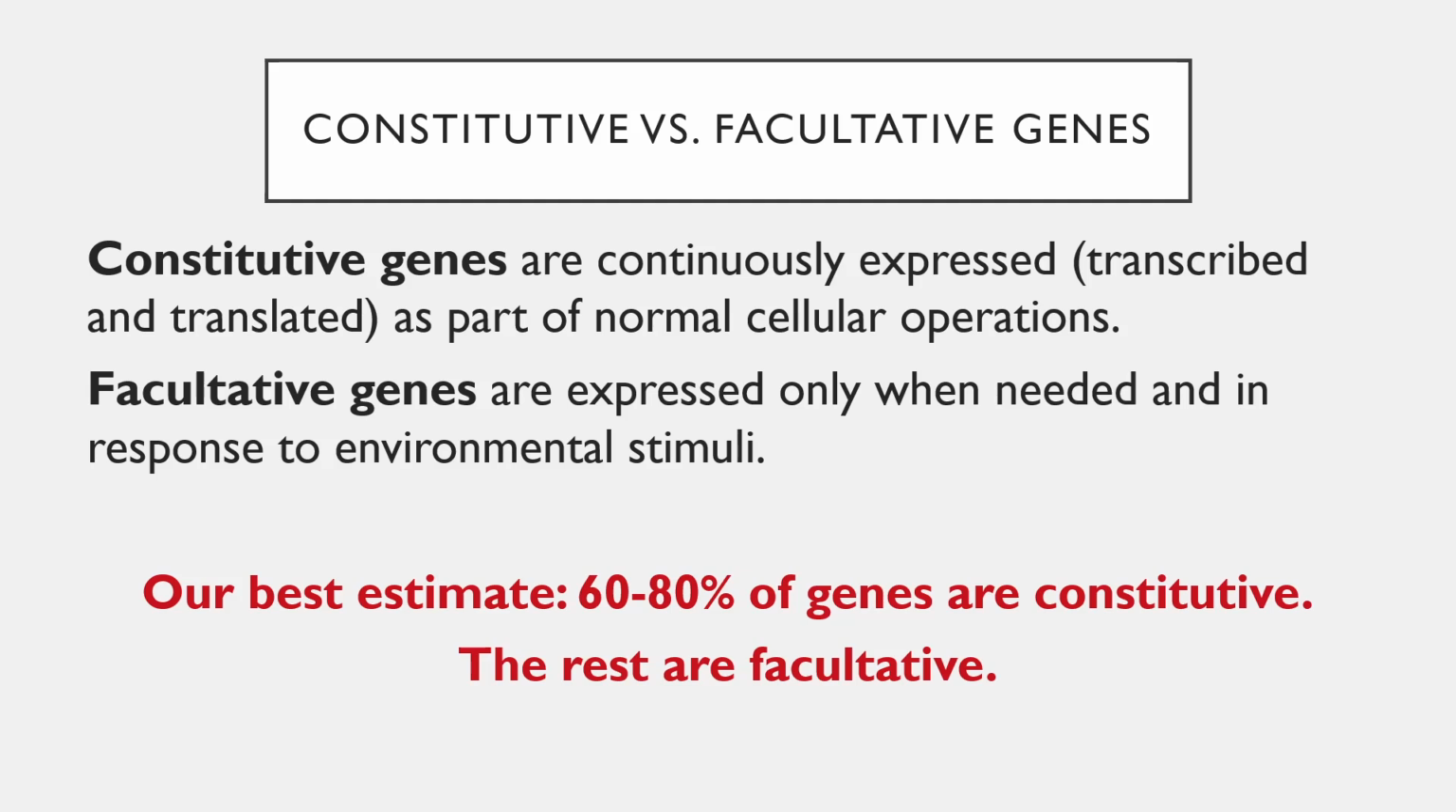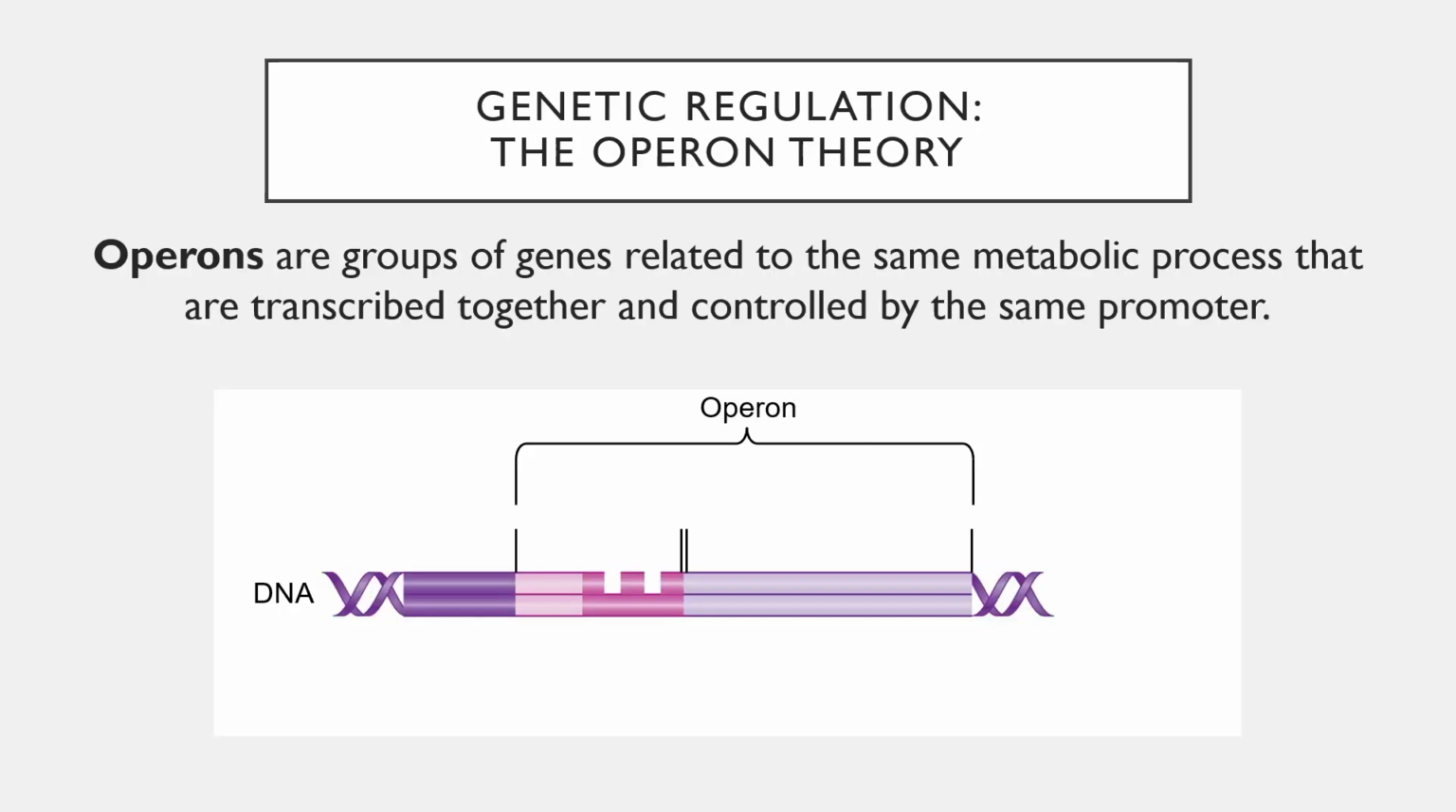So now we're going to talk a little bit more about facultative genes and how the cell carries out mechanisms for turning them on at some times and turning them off at other times. And this mechanism is called the operon theory. So let's define what an operon is. An operon is a group of genes that are all related to each other in functionality, that are transcribed together and controlled by the same promoter.